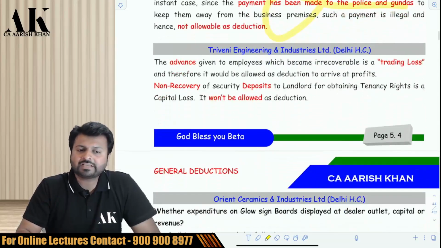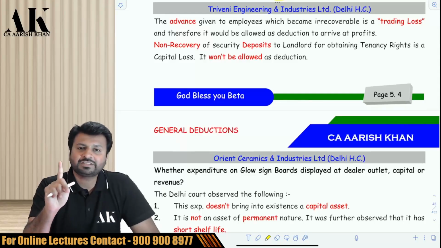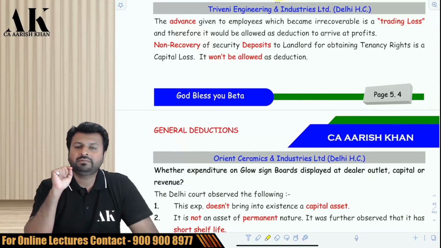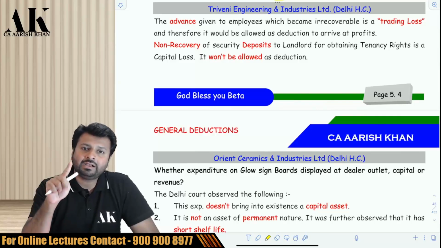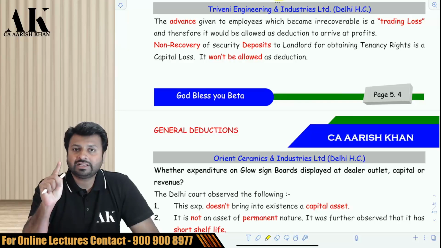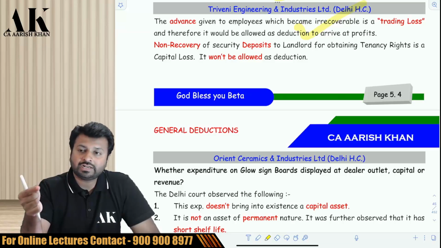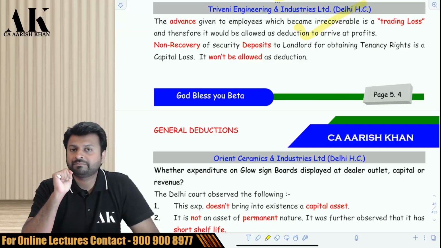Okay. Next one, Triveni Engineering. Here the assessee has made 2 mistakes. First mistake, he gave an advance to an employee and the employee ran away. Whether that advance given to the employee, who then ran away, will be allowed as deduction, the answer is yes, because it's a revenue loss. Second, he has given a security deposit to the landlord so that the landlord can give him a property on rent.